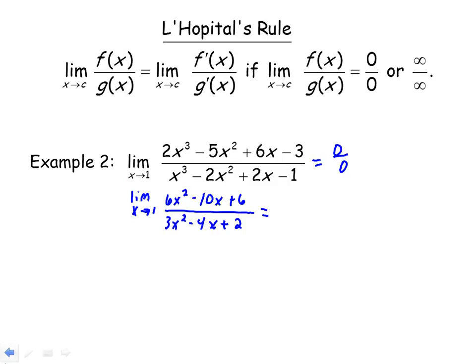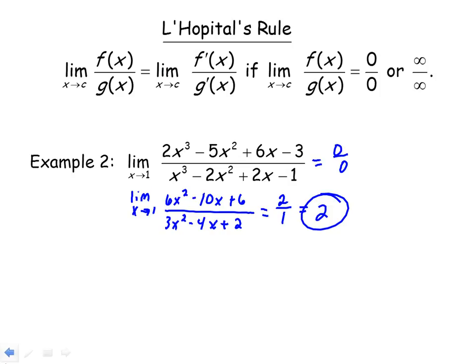If I plug 1 in now on the top, I'm going to get 6 minus 10 plus 6, which is going to be what? 2. And if I apply the limit on the bottom, which means I'm going to plug 1 in the denominator, I'm going to get 3 minus 4 plus 2, which is what? 1. So the limit is 2. And we got an answer. Okay?